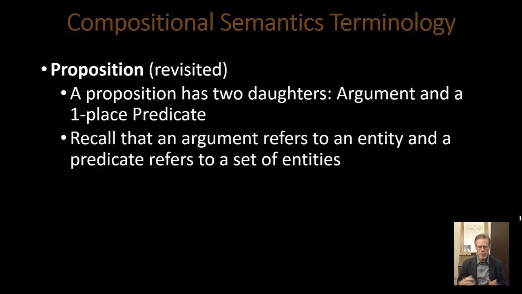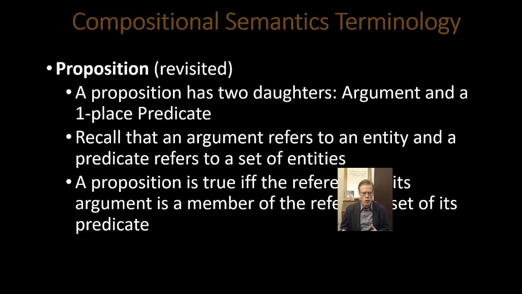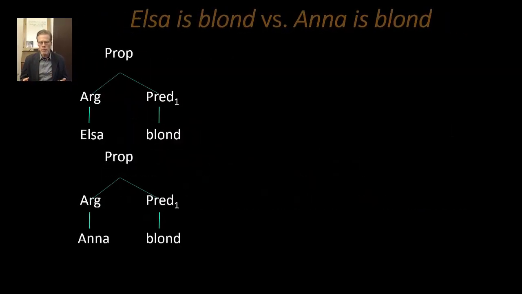Recall that an argument refers to an entity and a predicate refers to a set of entities. What that means for us is that it gives us an idea of how we arrive at the truth value of a proposition. A proposition is true if and only if the reference of its argument is a member of the reference set of its predicate. So let me give you an example of how this would work. Let's take two propositions. One is Elsa is blonde, and the other is Anna is blonde. Very similar structures. The only difference is in the argument.